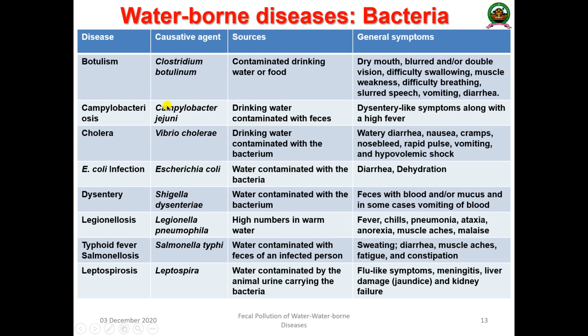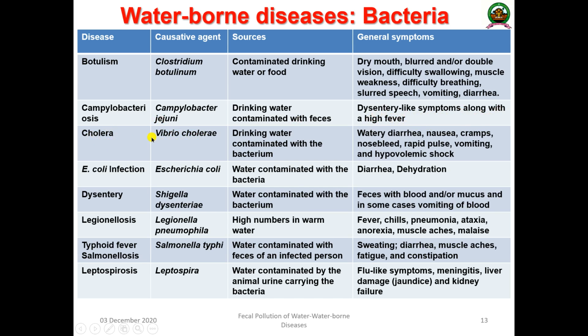Then Campylobacteriosis. The organism is the bacteria called Campylobacter jejuni. The common source in which this disease is spreading is drinking water contaminated with fecal material. Then the general symptom is dysentery-like symptoms along with high fever. You will be having fever and dysentery. You will be having loose motion. Okay, dysentery-like symptoms.